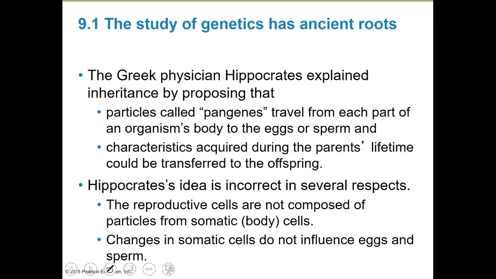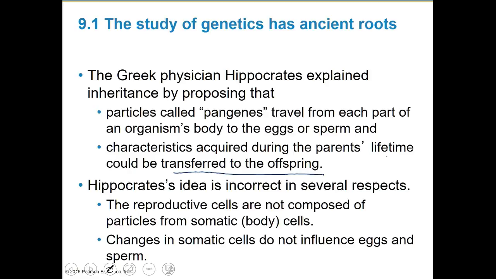Okay, so just some ancient roots here: the Greek physician Hippocrates explained inheritance by proposing that particles called pangenes travel from each part of an organism's body to the egg and the sperm. And then the characteristics acquired during the parent's lifetime can be transferred to the offspring. So he had this first idea that you could transfer things to the offspring.